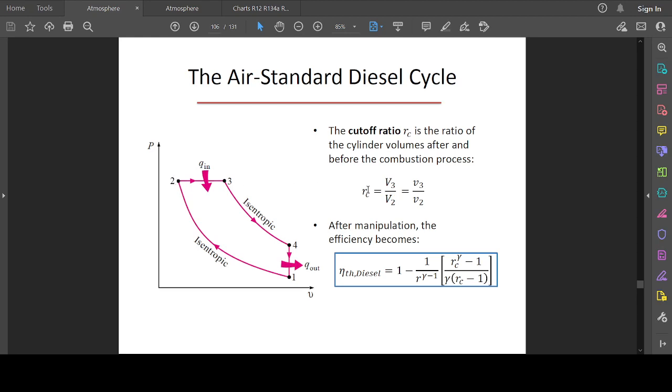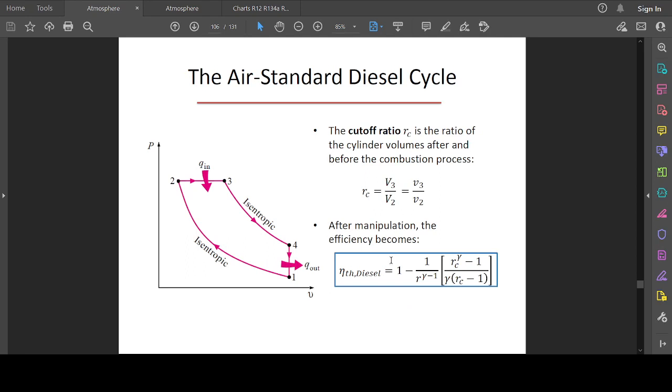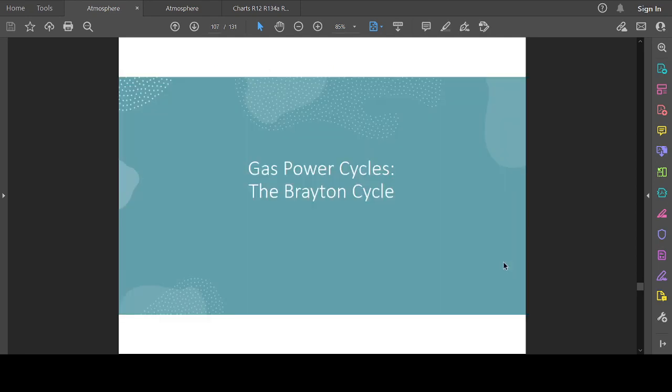Okay, and if we account for this in that equation, okay, in this equation, then we can write it in this form. So for the thermal efficiency for the air standard diesel cycle, we can rewrite its equation in form of this. So if we know the value for the cutoff ratio and we know the gamma, okay, we can use that to solve for the efficiency.